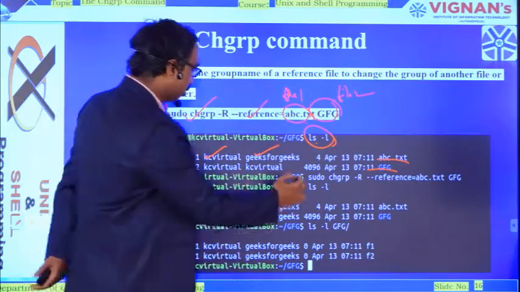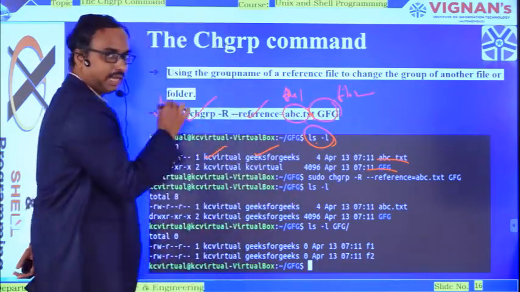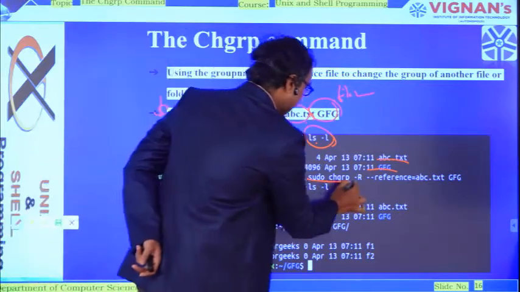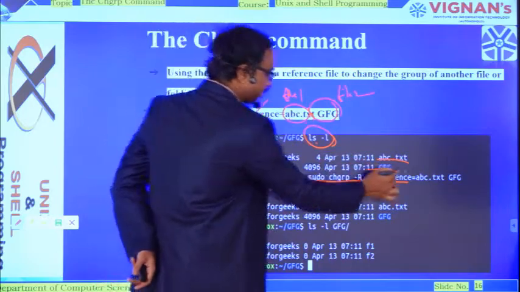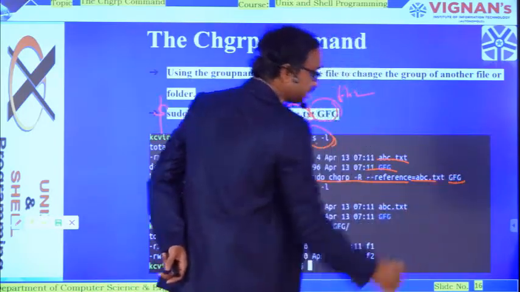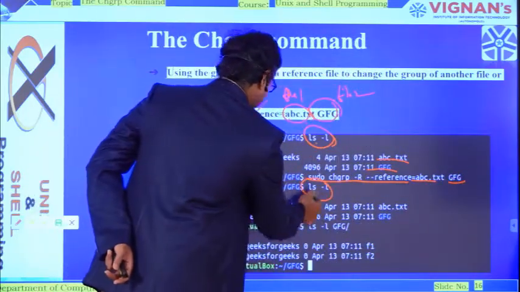Now, as I just told you, apply this command: sudo chgrp --reference=, for the first file name abc.txt, then the next file name cfg. Next, again type ls with option l.